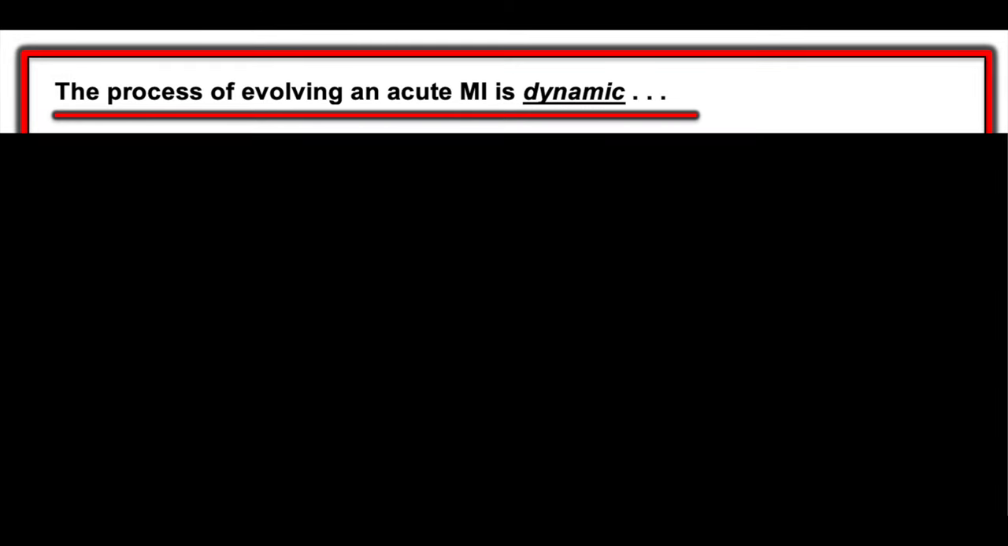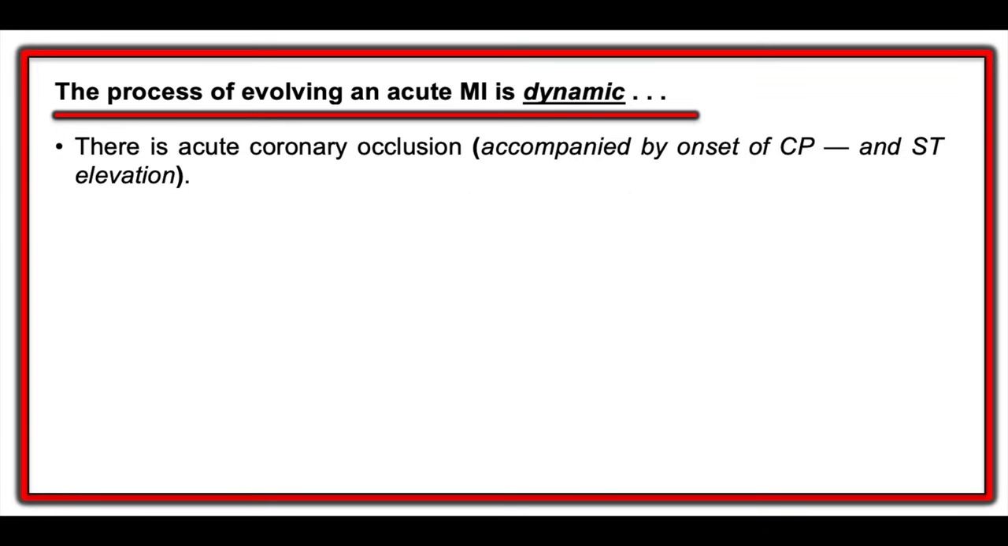So the process of evolving an acute MI is dynamic. There's acute coronary occlusion accompanied oftentimes, not always, but most of the time, by the onset of chest pain and usually by ST elevation at some point.